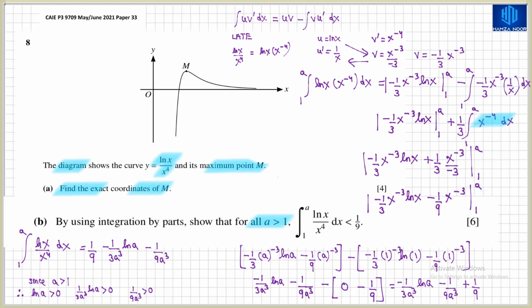So now I'm just going to mention the final statement with black pen. Therefore, we can say that 1 over 9 minus 1 over 3a cube multiplied by ln a minus 1 over 9a cube is always less than 1 over 9 for the values of a which are greater than 1. All right, so in this way, you will justify your statement. So this was question number 8 of CIE P3 9709 May June 2021, paper 3, variant 3.